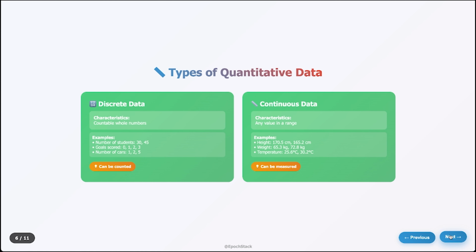For example, you have height, that is 170.5 centimeters or 165.2 centimeters, or the temperature, it can be 25.6 degrees Celsius or 30.2 degrees Celsius. So this kind of data, continuous data, can be measured. It cannot be counted.